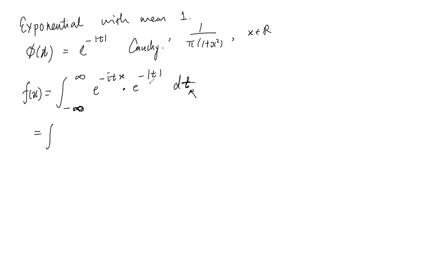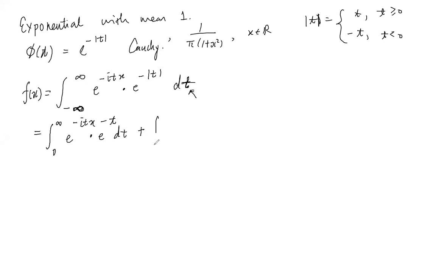Okay, so basically we have this, and you split it into two parts. One part is the positive part, so you'll run from 0 to infinity. So this will be e of minus itx times e of minus t, because your absolute t is basically t when t is positive, and basically minus t if t is negative. So you have dt, plus the integral from minus infinity to 0 of e of minus itx times e of t, dt.